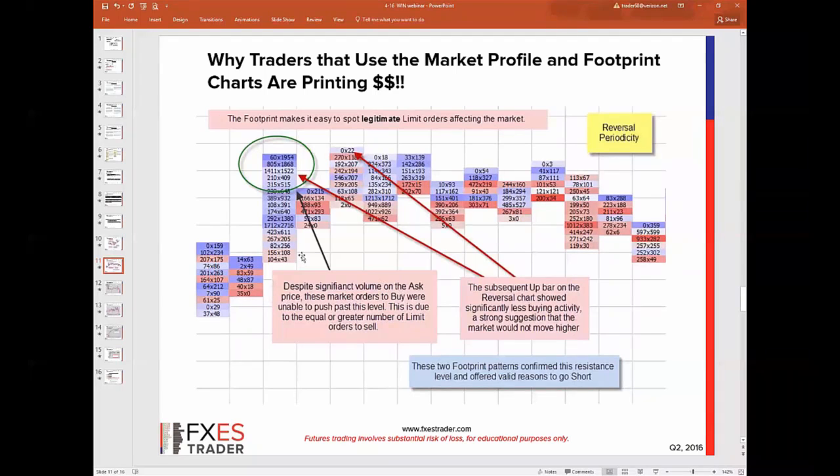So despite significant volume on the ask, orders to buy were unable to push past this level. This is due to the equal or greater number of limit orders to sell. Now remember this, again, this is not just a flash of an order book. This is what executes. So these two footprint patterns confirmed this resistance level and offered valid reasons to go short. This is an example of a reversal.